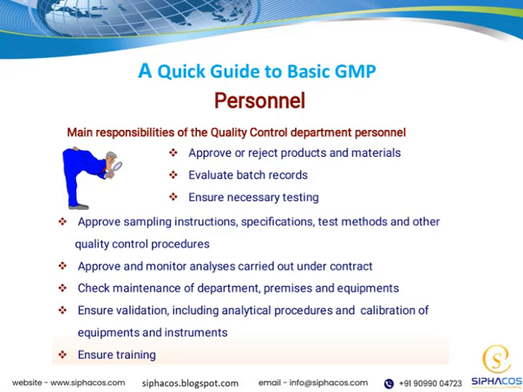Let's take a quick look at a simple guide to basic GMP, or good manufacturing practices. This is essential to ensure that the products we produce are safe, consistent, and of high quality. First, it's all about precaution and control in every step of the manufacturing process. We want to make sure that everything from raw materials to the final product is handled with care and precision.